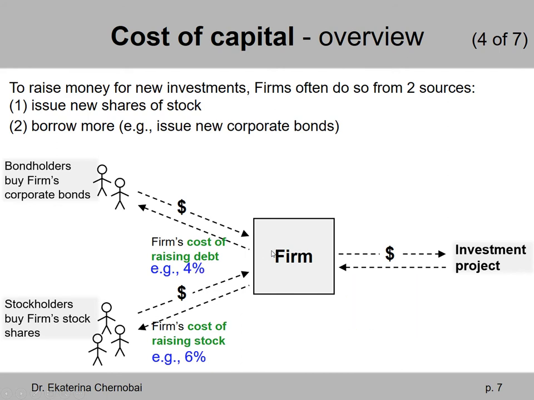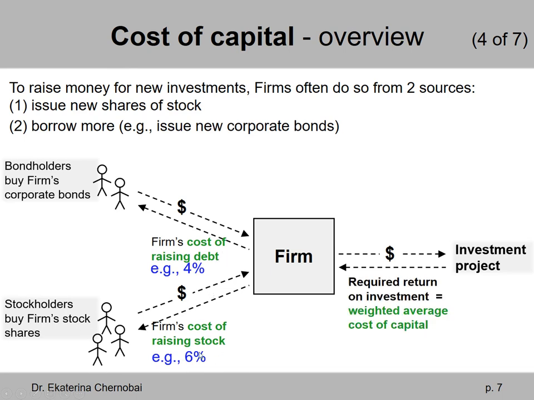So every year, the firm needs to pay 4% back to the bondholders who bought the firm's bonds, like 4% of the amount that the bondholders provided to the firm, that the firm raised from bondholders. And every single year, the firm needs to pay, let's say, 6% of the money that it raised from stockholders by selling new shares of stock to the stockholders.